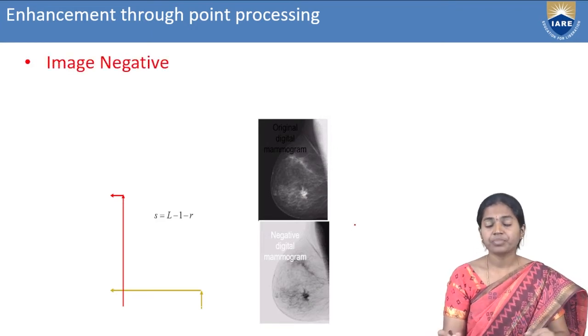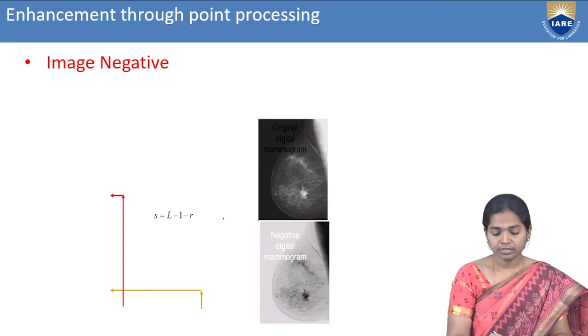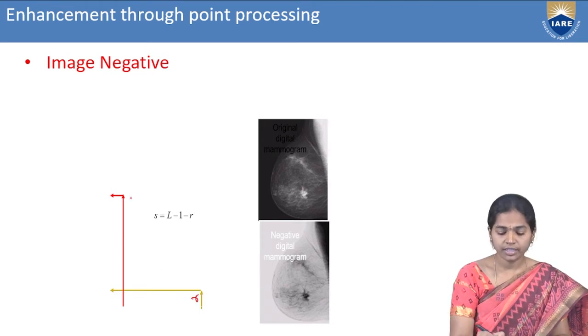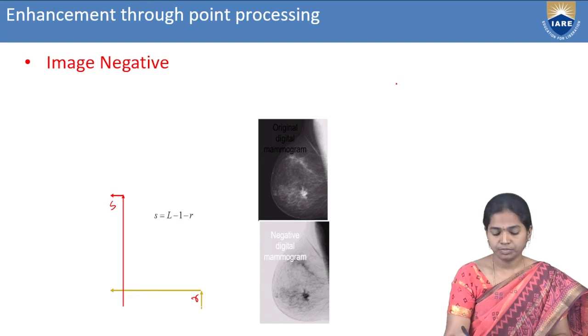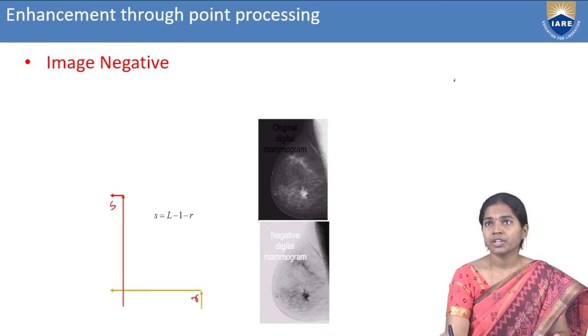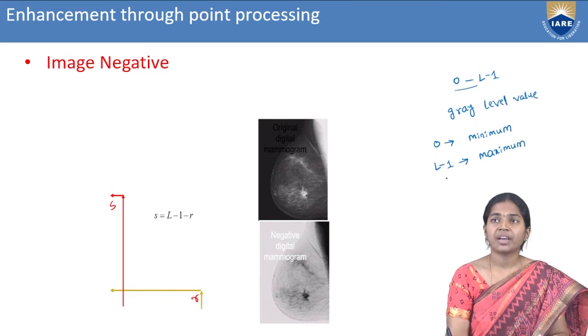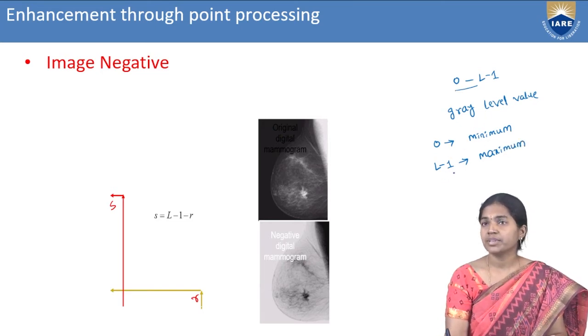Next one is image negative. What is meant by image negative? As the name indicates, negative. Here the input is represented with R, and S is the output. The gray level values range from 0 to L minus 1. Here 0 is the minimum gray level value and L minus 1 is the maximum gray level value.